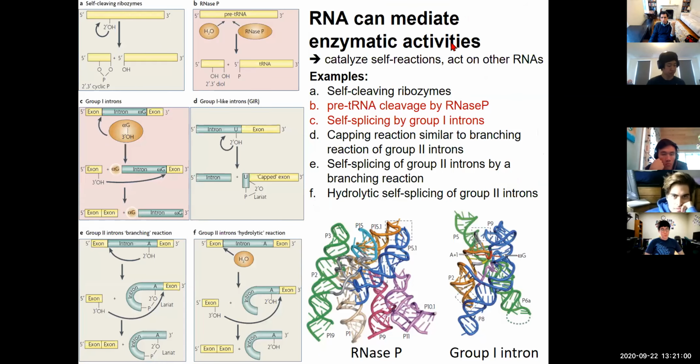So as I mentioned earlier, RNA can mediate enzymatic activities, so it can actually catalyze reactions without getting used up itself. Some very cool examples are self-cleaving ribozymes, the pre-tRNA cleavage of RNase P, self-splicing of group 1 introns that basically just catalyze their own splicing reaction, similar to the branching reaction of group 2 introns. The branch site is sort of the middle site. There's a donor, there's the acceptor, and the branch site is what leads to that folding. And the hydrolytic self-splicing of group 2 introns. Again, all of these are ribosomal RNA machineries.